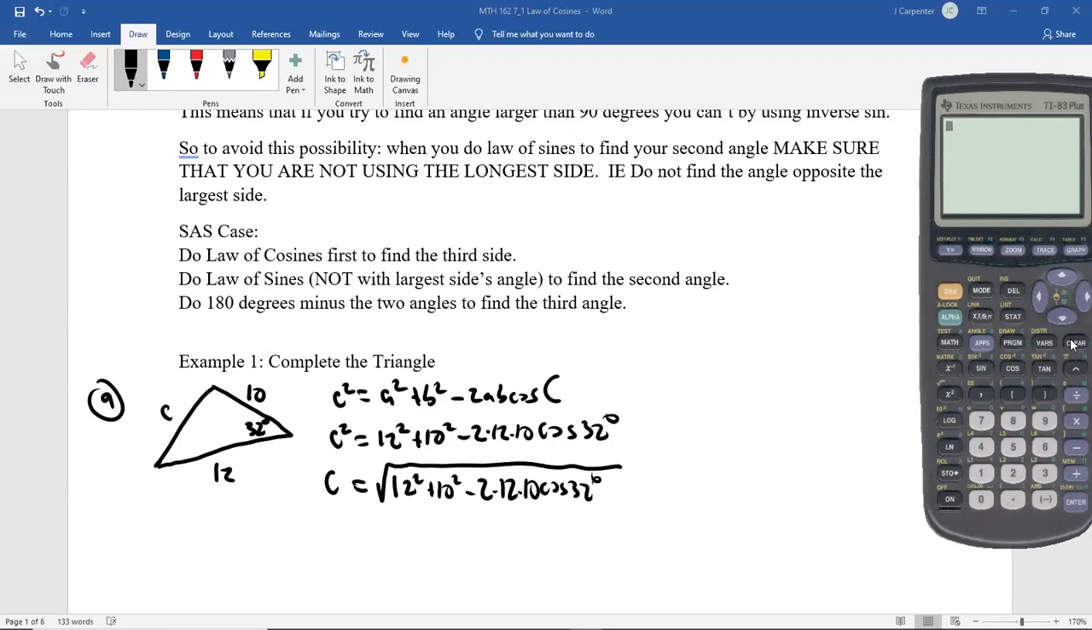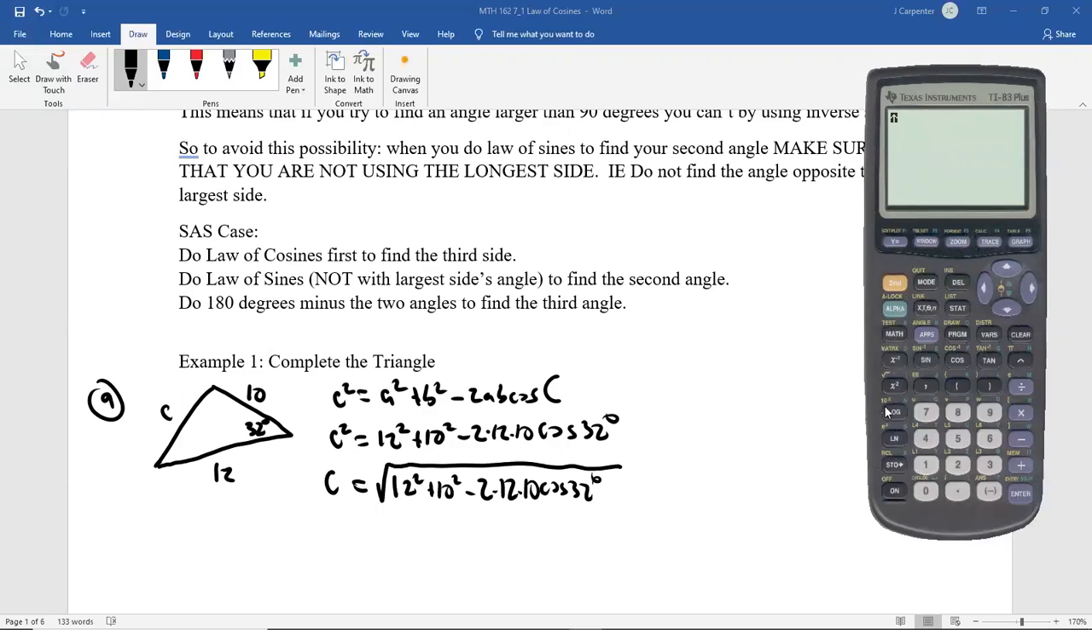So big old square root, 12 squared plus 10 squared minus 2 times 12 times 10 times the cosine of 32 degrees. We should probably make sure we are in degrees. We are, that's good. Drum roll. We get 6.36, and I'm going to do my usual round to the nearest tenth. So this is approximately 6.4.